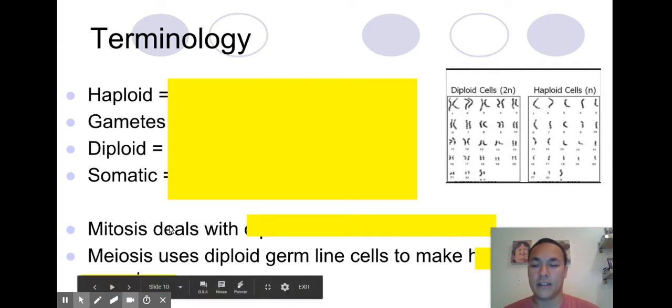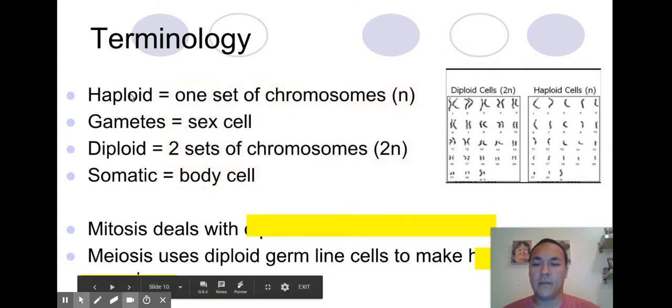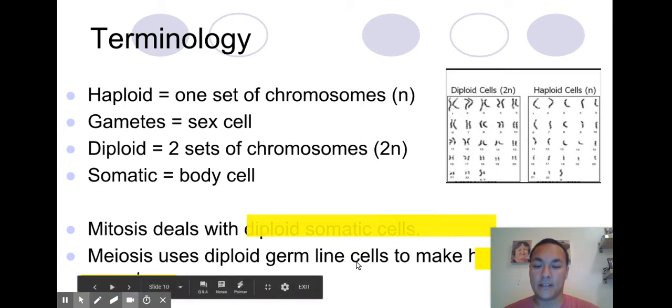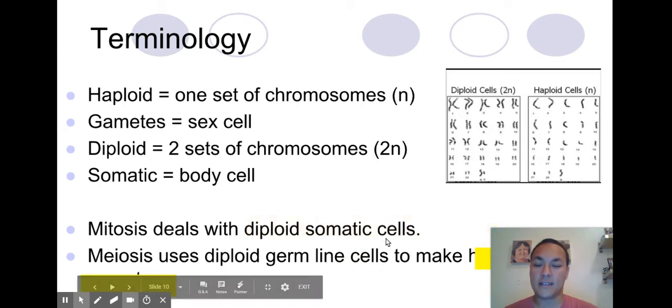Okay, here it goes. Haploid means one set of chromosomes, or 1n. Gametes are sex cells. Diploid means two sets of chromosomes, or 2n. And somatic is body cell. I needed to have used this word more in class, and I will. So mitosis deals with diploid somatic cells. Meiosis uses diploid germline cells to make haploid gametes.